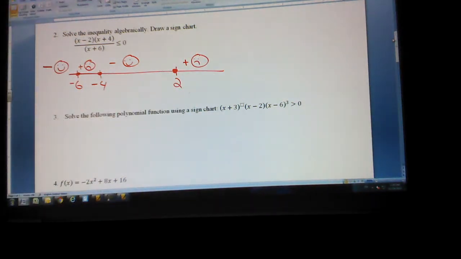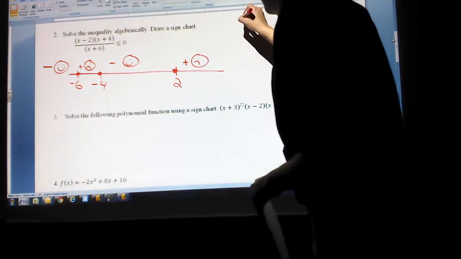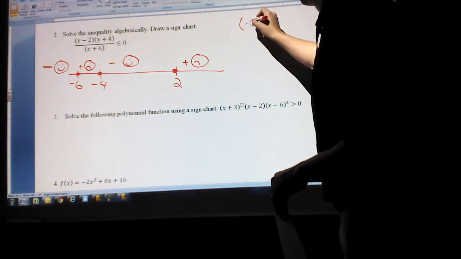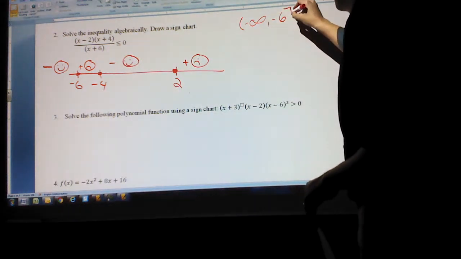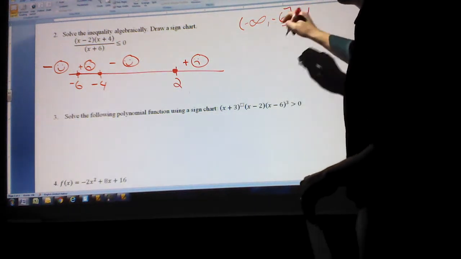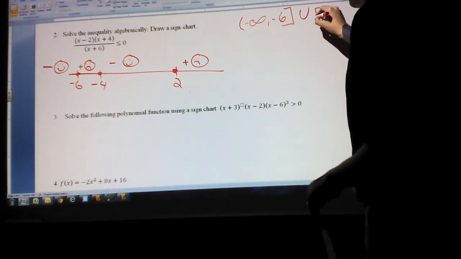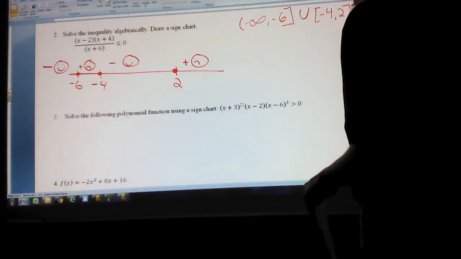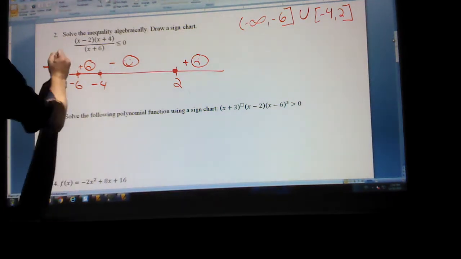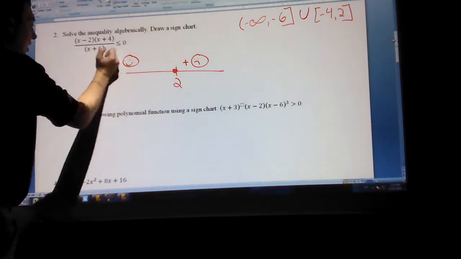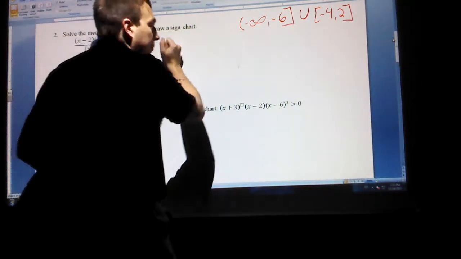So this is kind of half our answer, but our full answer is we want all the numbers that are less than negative 6 and all the way up to negative 6. And since it has an equal to, we're going to have a bracket. And our other answers are over here between negative 4 and 2 and a bracket because we have an equal to. So that's problem number 2. You will get to have a calculator, so hopefully plugging in the numbers will be quick and easy. But all you care about is the sign. Is it positive? Is it negative?